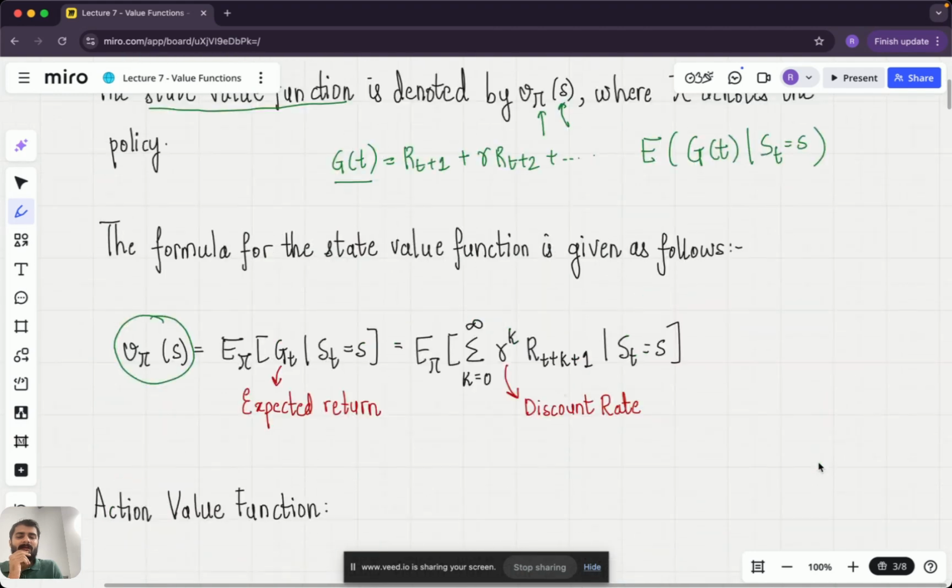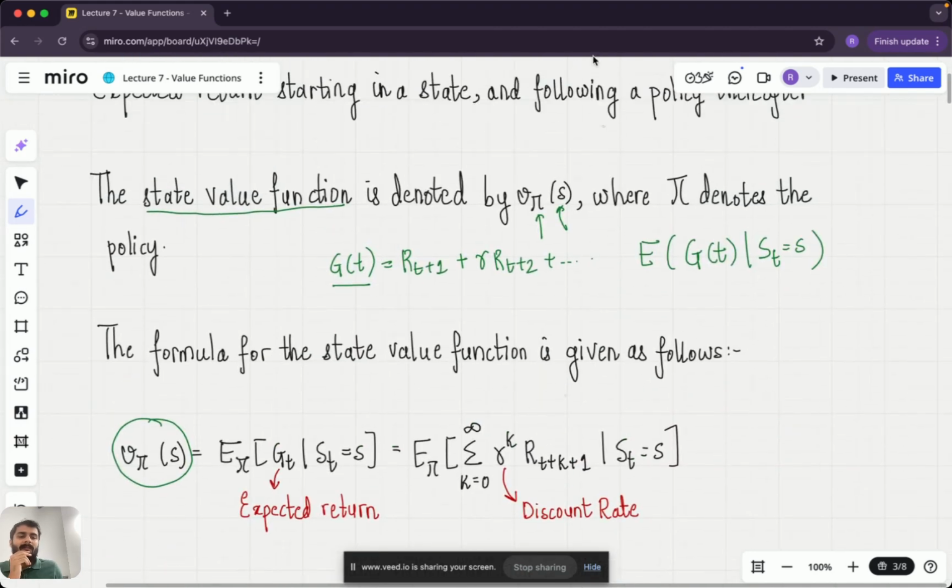Let's see if that's correct or not. Yes, that's correct. But then I missed one symbol at the bottom, which means that the agent is following the policy pi. Okay, and then after you write this, you simply sum up g of t, where you say that it's this expression simply, which means that it's going to be sigma k goes from 0 to infinity, gamma raised to k r of t plus k plus 1.